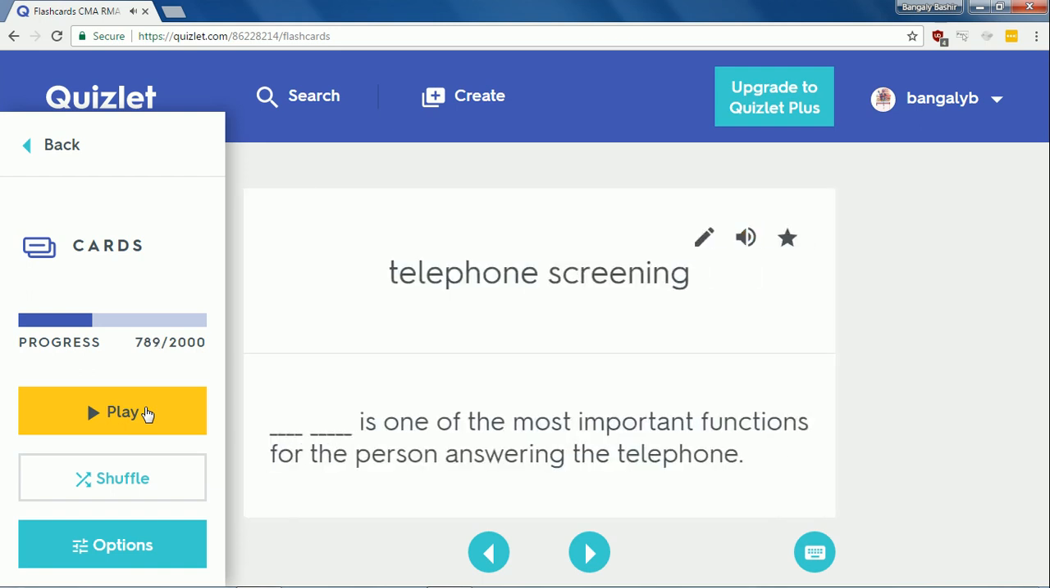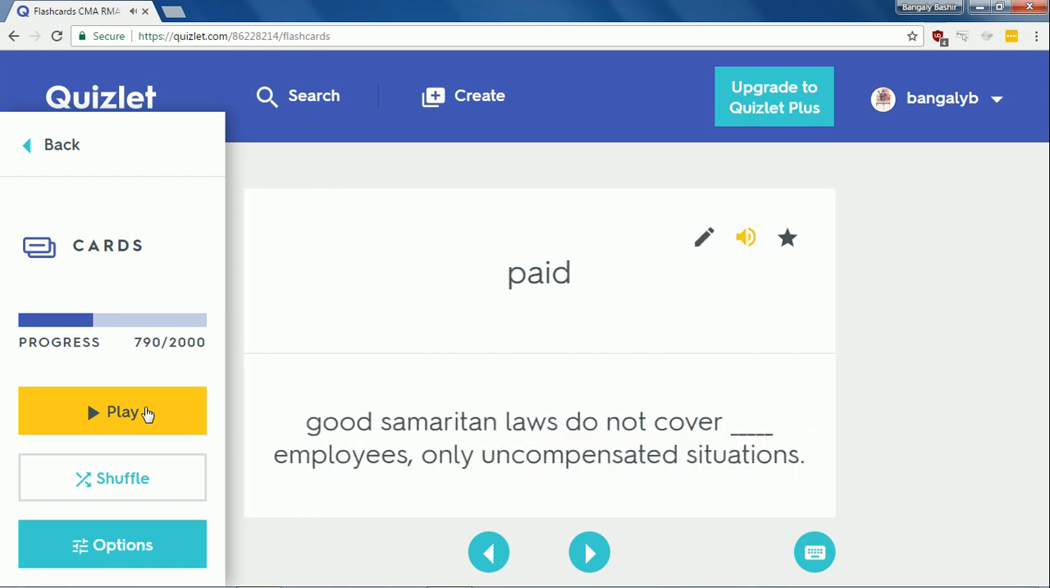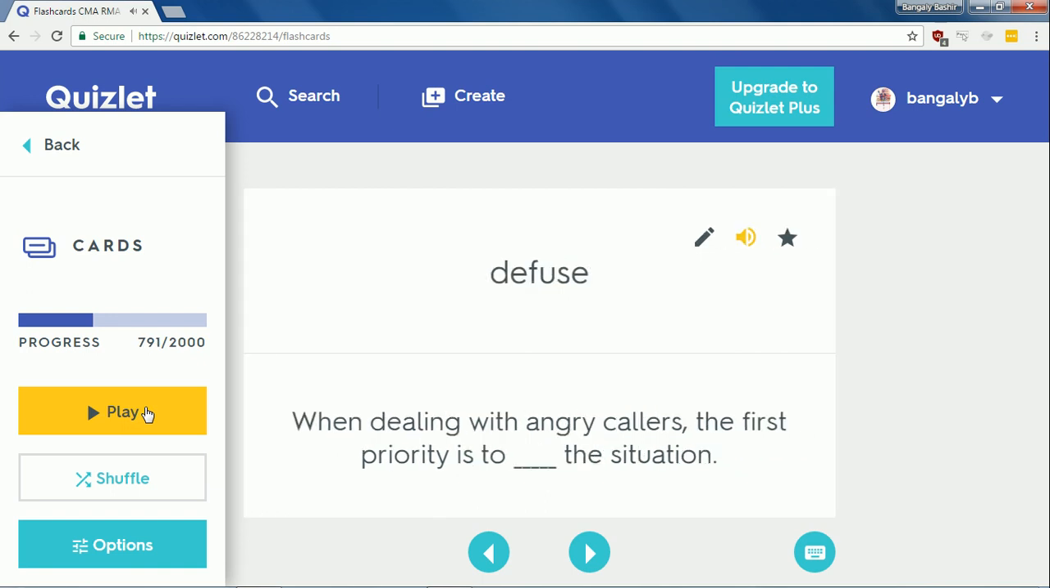Telephone screening. Telephone screening is one of the most important functions for the person answering the telephone. Paid. Good Samaritan laws do not cover paid employees, only uncompensated situations. Diffuse. When dealing with angry callers, the first priority is to diffuse the situation.